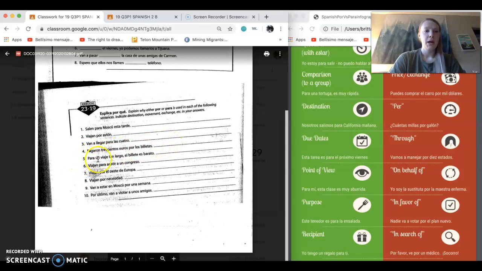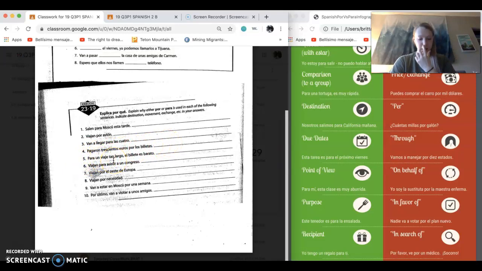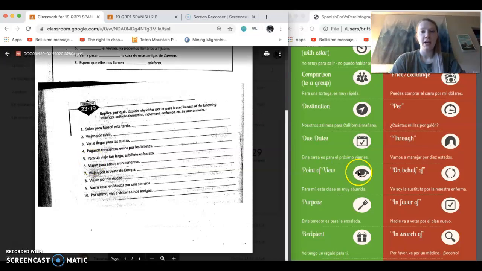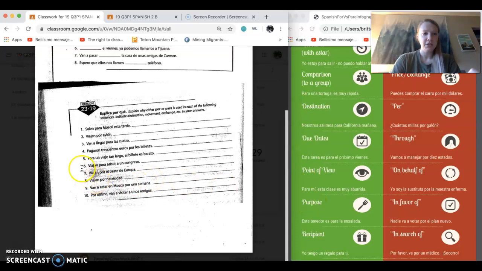Okay, para un viaje tan largo. Okay, this one, it's saying for a trip very long. Okay, for a long trip, the bill is cheap. So for a long trip, that one I took as a comparison, for that long of a trip, okay, it's cheap. Or you could do point of view, okay, doesn't matter to me. Number 6, para asistir. This is what I was talking about earlier. If you see an unconjugated verb, asistir, then you know it's automatically going to be para. So non-conjugated verb is the reason for number 6.